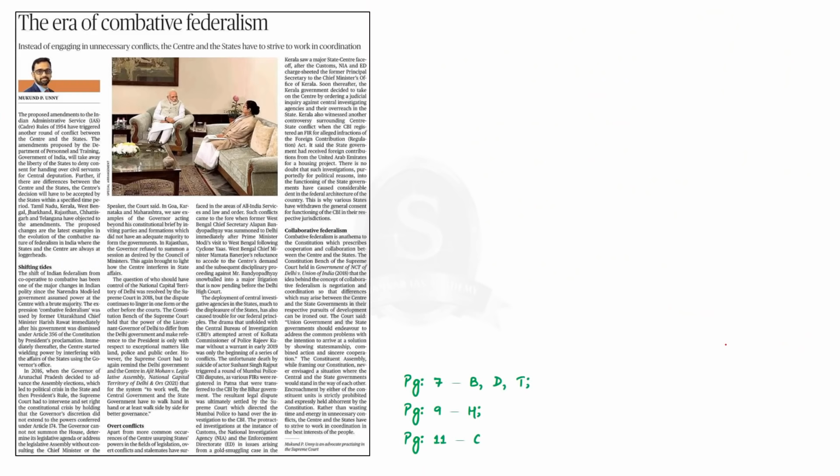Look at this editorial. This editorial talks about combative federalism. According to this editorial, combative federalism is creating unnecessary conflicts. The conflict here is between the center and the states. There has been a shift from cooperative federalism to combative federalism in recent times. The author has given few examples of how this combative federalism looks like.